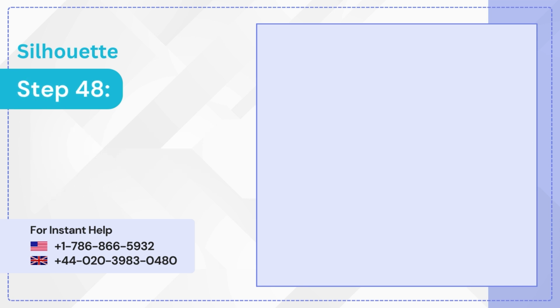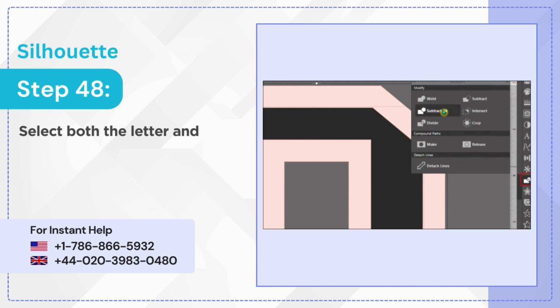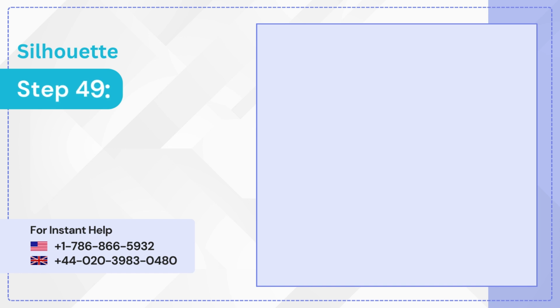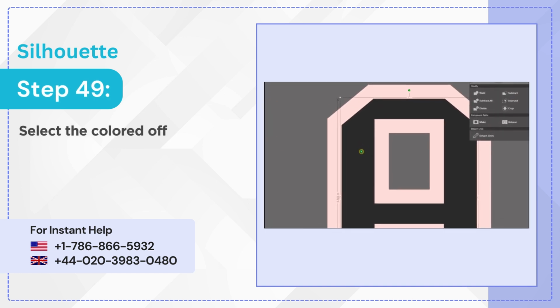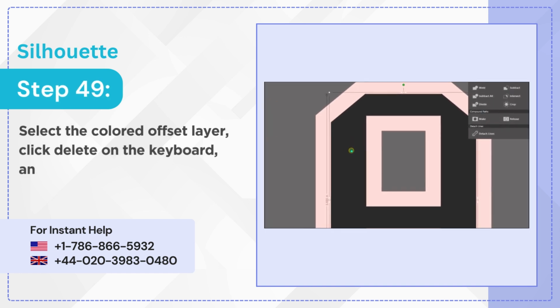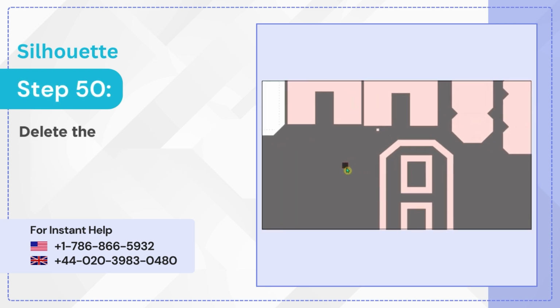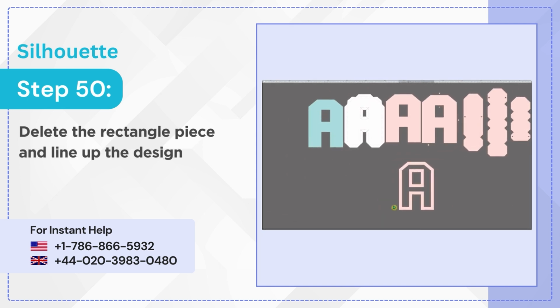Step 48. Select both the letter and the offset layer, go to the Modify panel and select Subtract All. Step 49. Select the colored offset layer, click Delete on the keyboard and you'll have a transparent piece for the front. Step 50. Delete the rectangle piece and line up the design along with the rest.